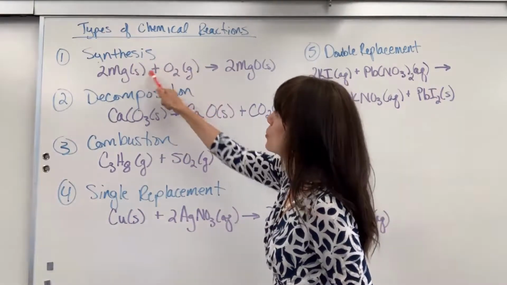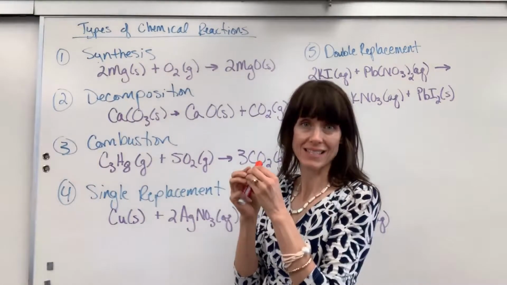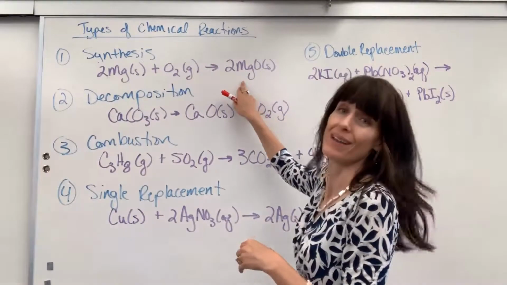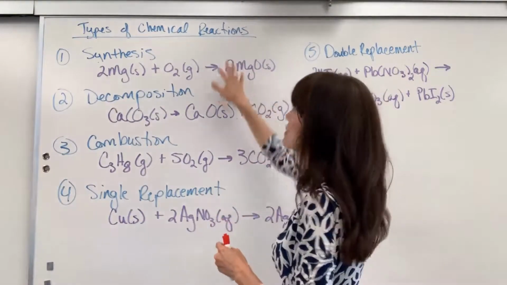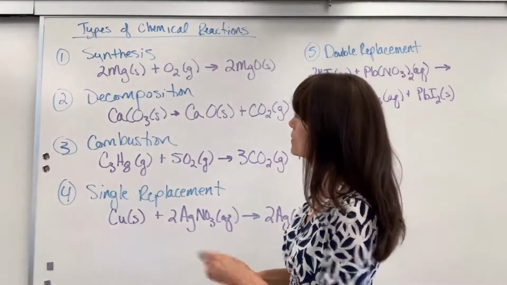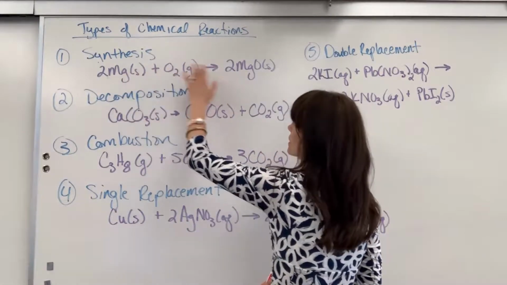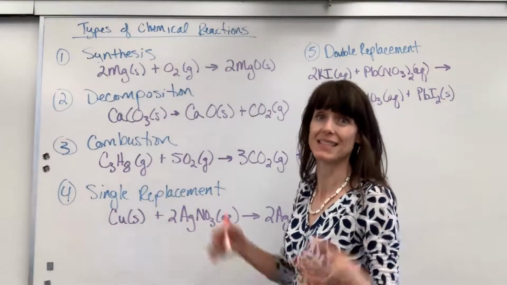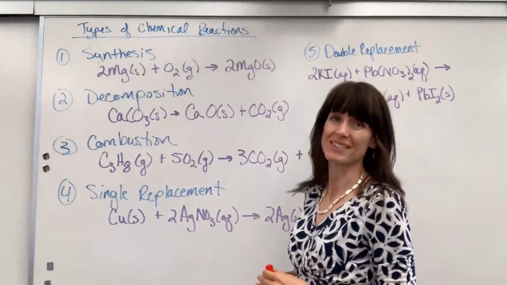You have 2 or more reactants that come together to form one product. So the key is you see that one product. So notice we have magnesium plus oxygen forms magnesium oxide. It synthesizes, combines into magnesium oxide.